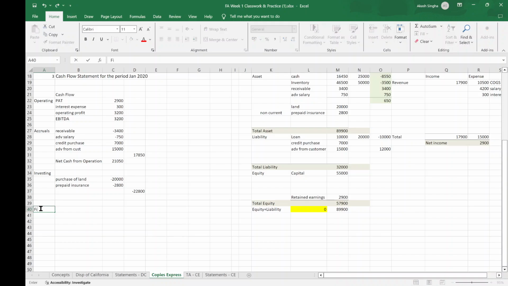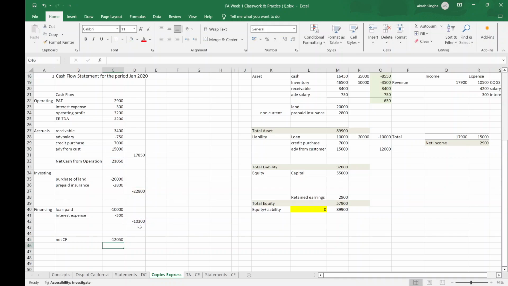And for financing activity, we have not taken any loan. We have paid loan, minus 10,000, and interest expense of 300. So equals this plus. Now net cash flow equals this plus this plus this.